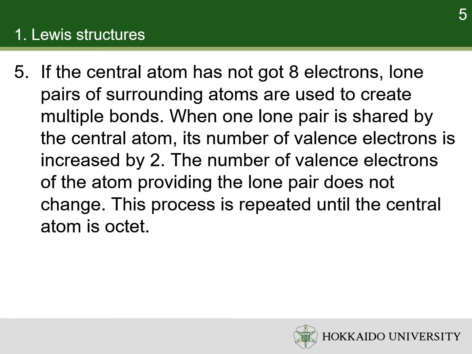Fifth, if the central atom has not got 8 electrons, a lone pair of the surrounding atoms is used to create multiple bonds with the central atom. When one lone pair is shared with the central atom, its number of valence electrons is increased by 2. But the number of the valence electrons of the atom providing the lone pair does not change. This process is repeated until the central atom complies with the octet rule. In formaldehyde, when one lone pair of the oxygen atom is shared with the central carbon atom, the carbon atom has 8 electrons. Meanwhile, a double bond is created between carbon and oxygen atoms.